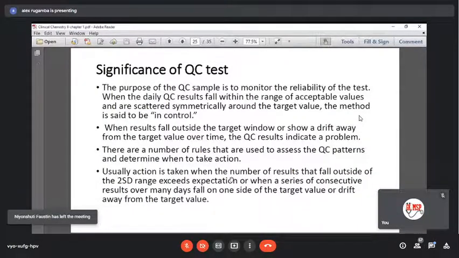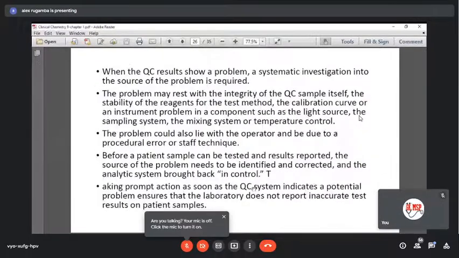The purpose of quality control is to monitor the reliability of the test. When the quality control results fall within the range, the values are accepted and are systematic around the target value. When samples fall outside the target window, they show a drift. When the results fall outside of the two standard deviation range, I think I have talked about this, the quality control results show problems. There should be a systematic investigation into the source of the problem before a patient sample can be tested and the results reported.